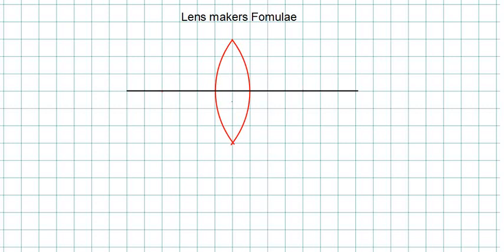Lensmaker's formula. It is the relation that is used by lens makers to design lenses. This relation gives you the relation between the focal length, the radius of curvature of the lens, and its relative refractive index.